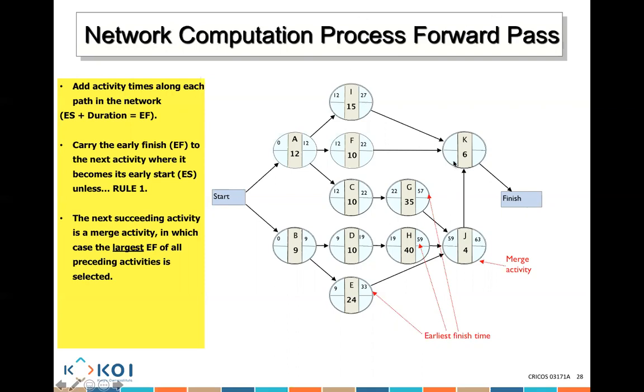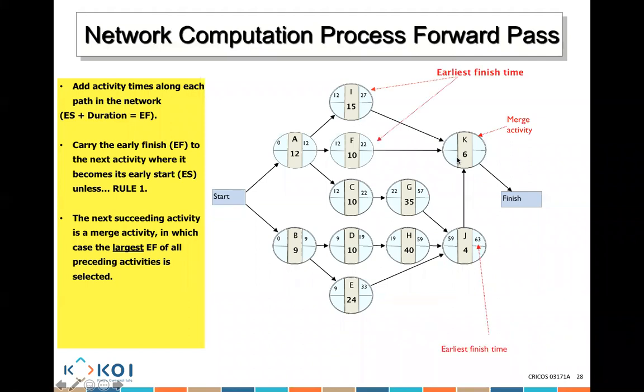All right. Now, this activity K, is that a merge activity? Yes. So it's a merge. Which one is the largest? 27. Are you sure? There's an arrow from here, there's an arrow from here, 33, and there's an arrow from here. Oh, yeah. 63. 63 plus 6? 69. So we calculated the early start, the early finish, and the estimated time in these calculations. Does that make sense? Yeah.